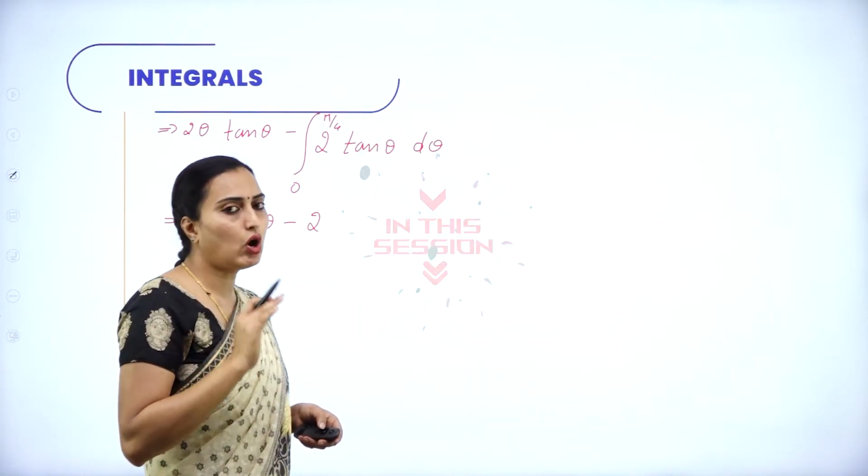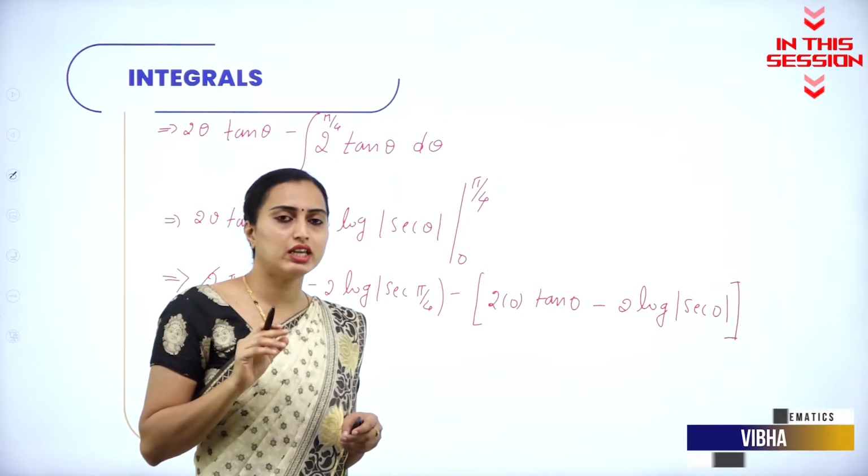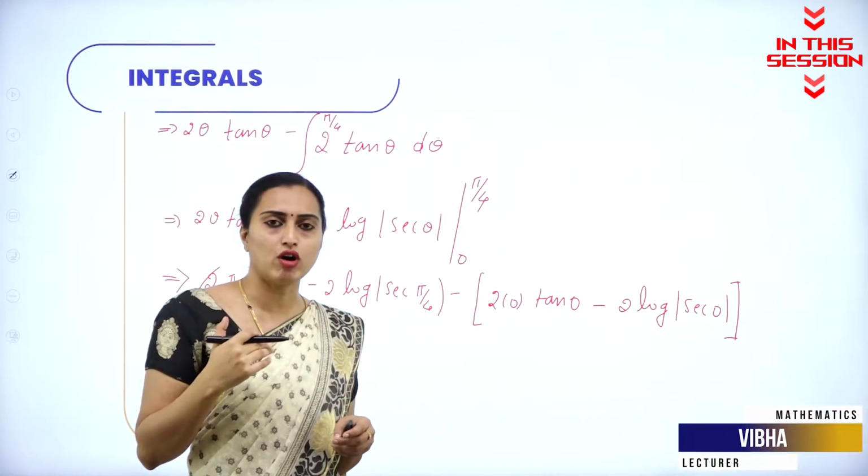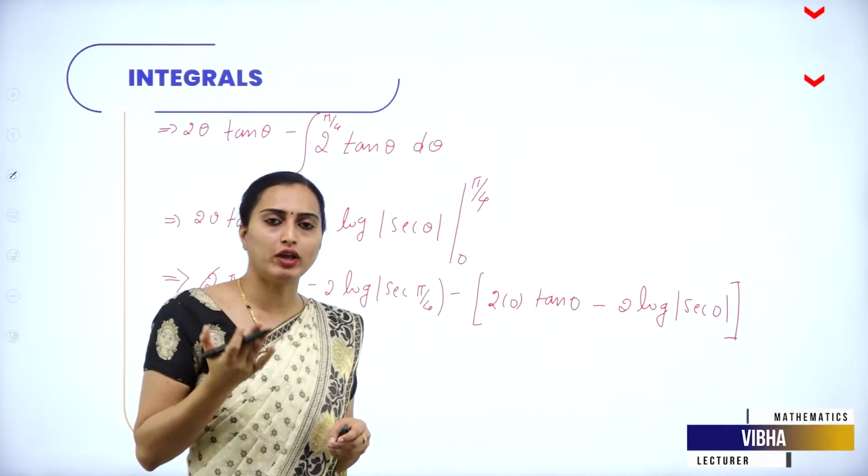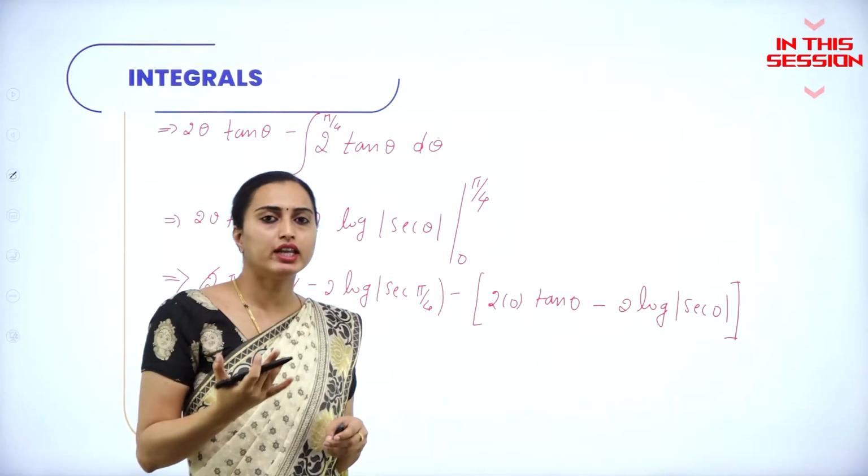Integration is nothing but log of modulus of secant theta, secant pi by 4. You know that secant pi by 4 is the reciprocal of cos. Cos pi by 4 means cos 45 degrees. Cos 45 degrees is 1 by root 2. So secant 45 degrees is root 2.